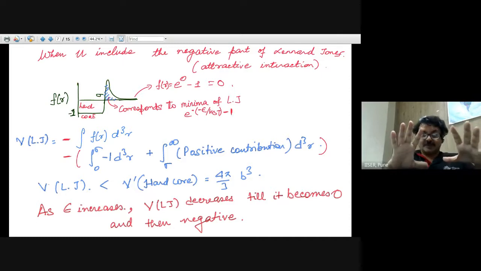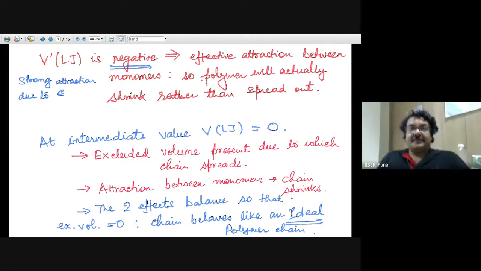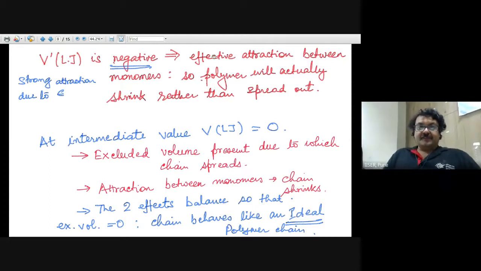There is a hardcore repulsion, monomers can't overlap, but because there is an attractive part of the potential that is strong enough, that is essentially negating or cutting off the hardcore contribution, it can even become negative, right? So VLJ can become negative, so there will effectively be an attraction between monomers, and so the polymers will actually start to shrink rather than spread out, and that is because of strong attraction due to epsilon, the Lennard-Jones.